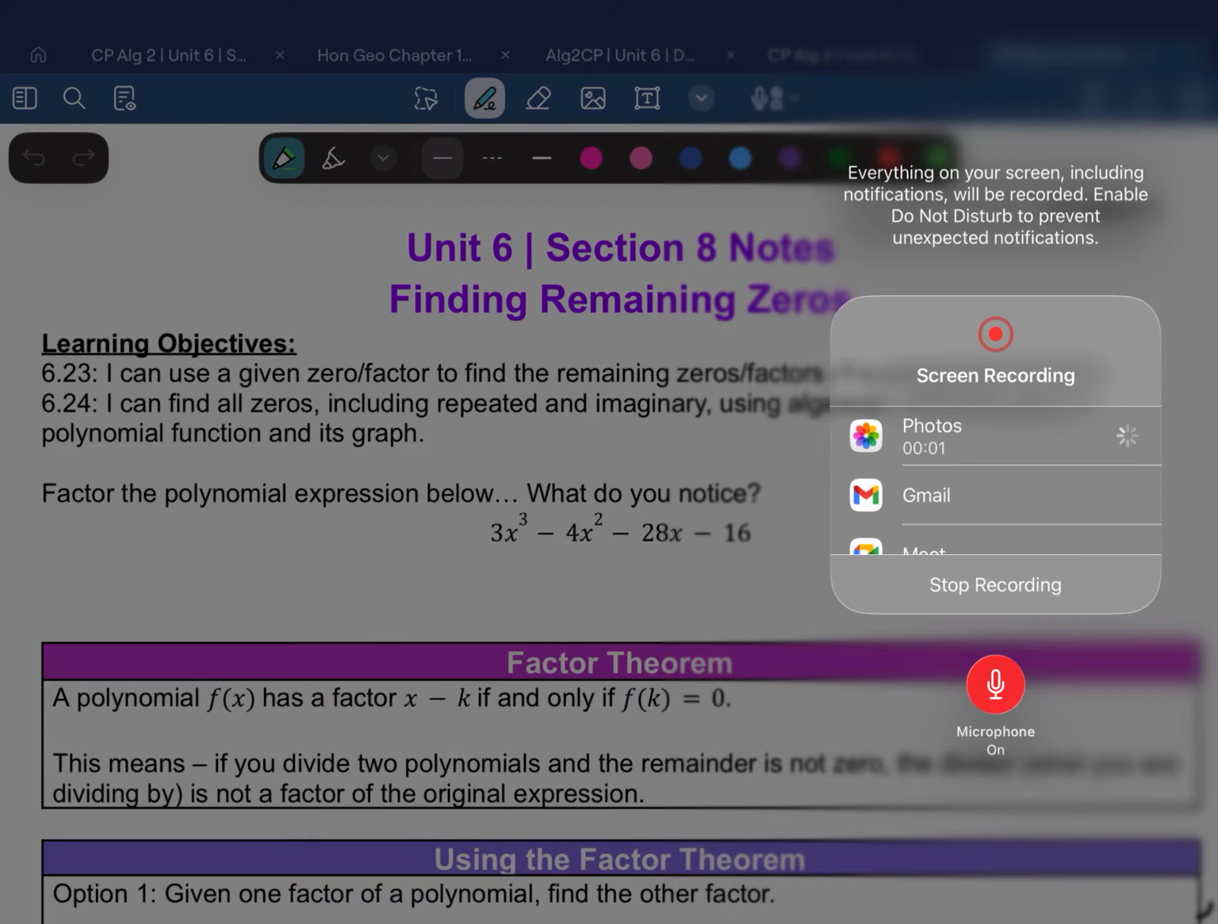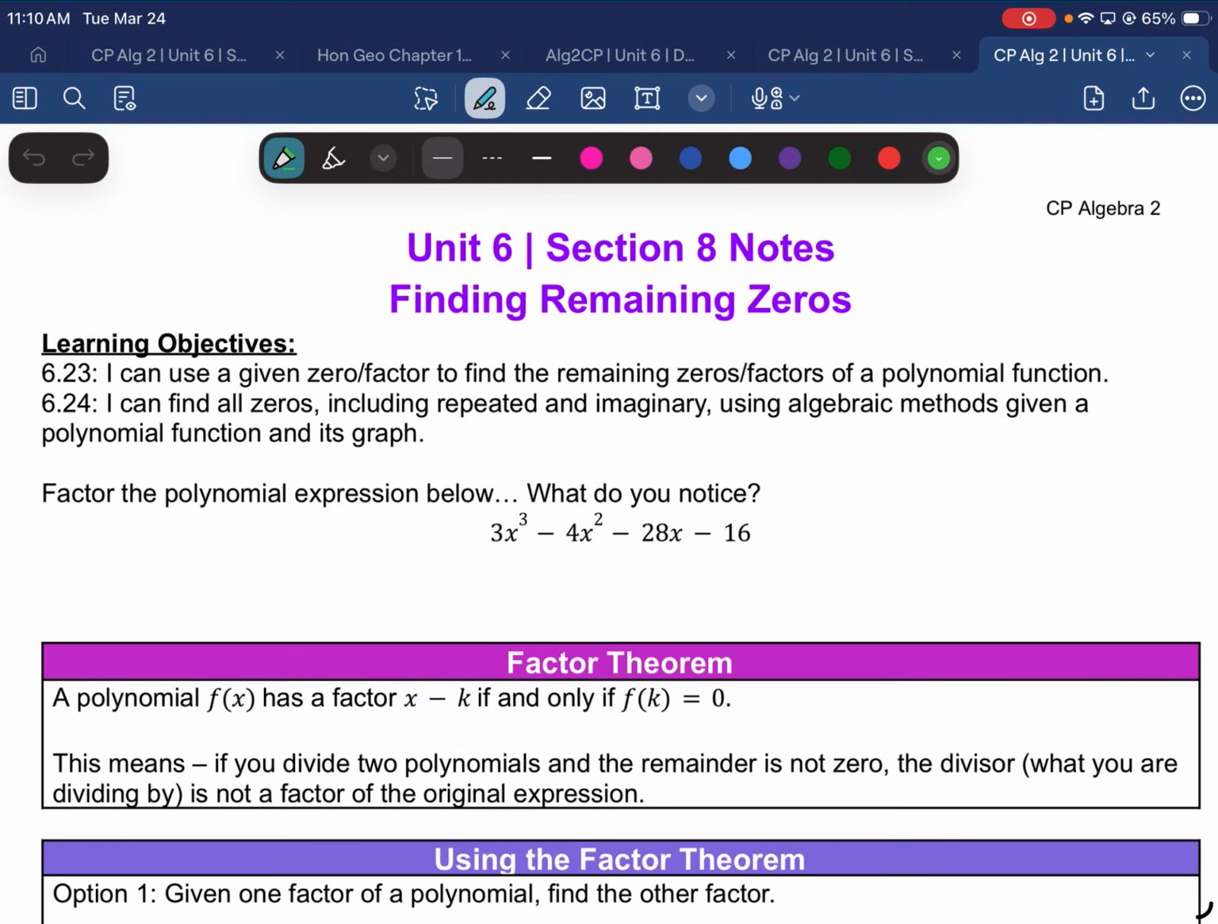Today we're going to be finding the remaining zeros. Okay, you guys know what a zero is, right? We're going to be using something called the factor theorem to help us find the remaining zeros. Now, the good news is that you're going to use synthetic division to help you do this. So remember the box where we have the coefficients and you add and multiply and all that, okay?